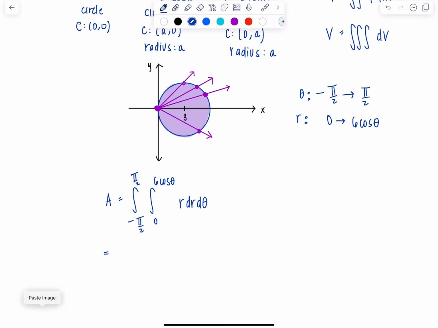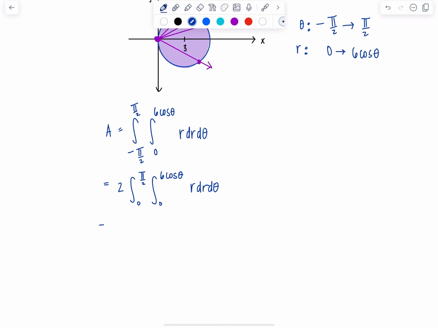But I mean, still, aren't we grateful? We can do 2 and then go 0 to pi over 2. No, you don't seem very grateful. Okay, 0 to 6 cosine theta, r d theta. All right, so now, let's just hop to it.